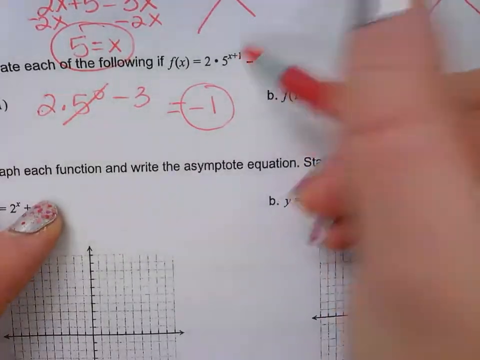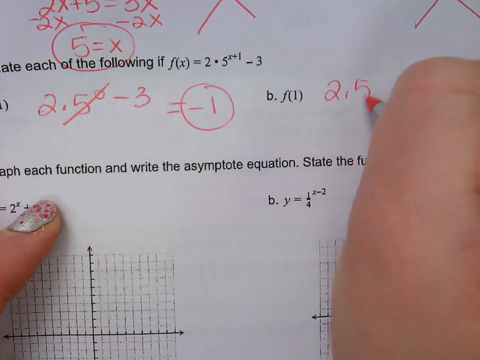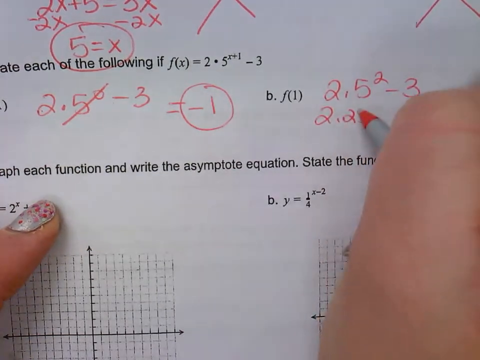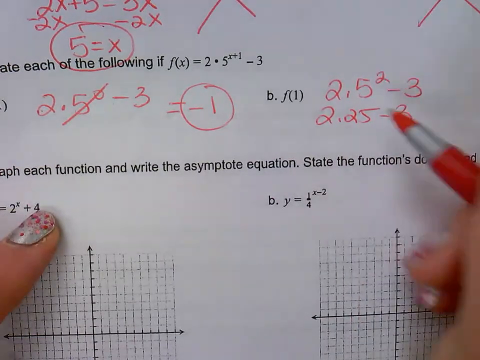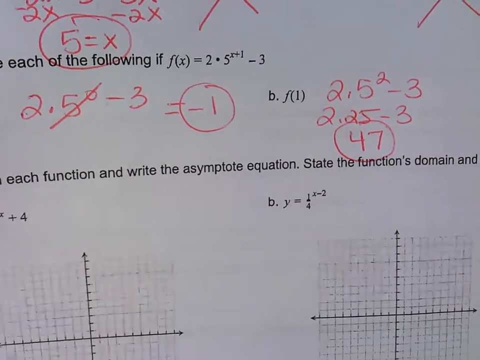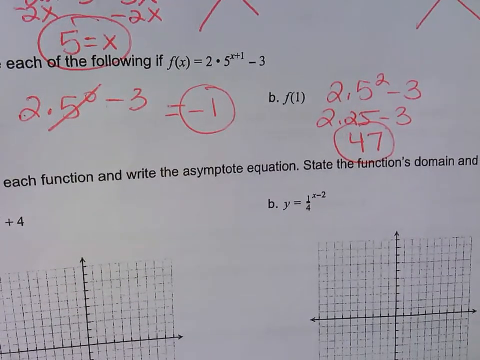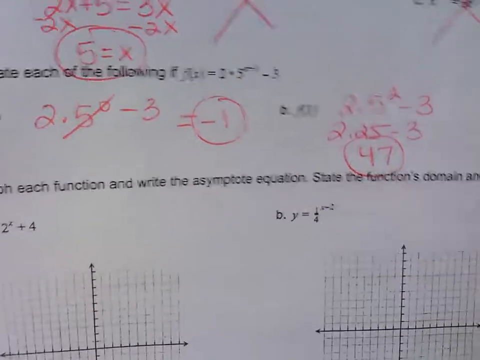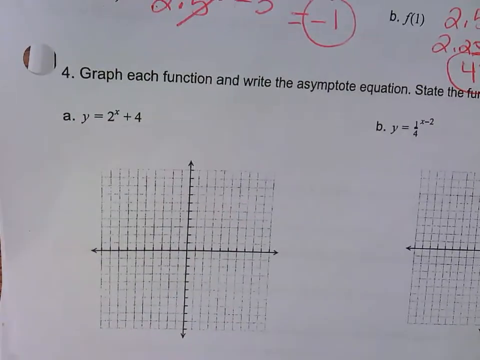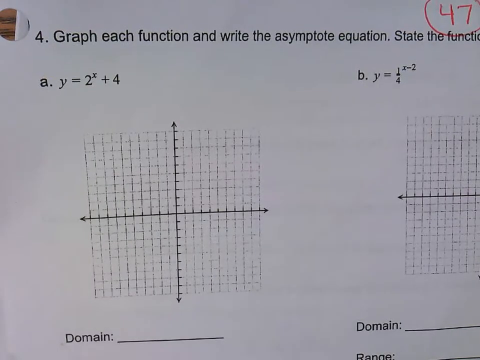And then the second one, I'm going to do the 5 squared, right? So 2 times 5 squared minus 3. So 2 times 25 minus 3. 50 minus 3 is 47. So we did okay on evaluating without a calculator. Order of operations, that's one I definitely want you to be able to do, order of operations.